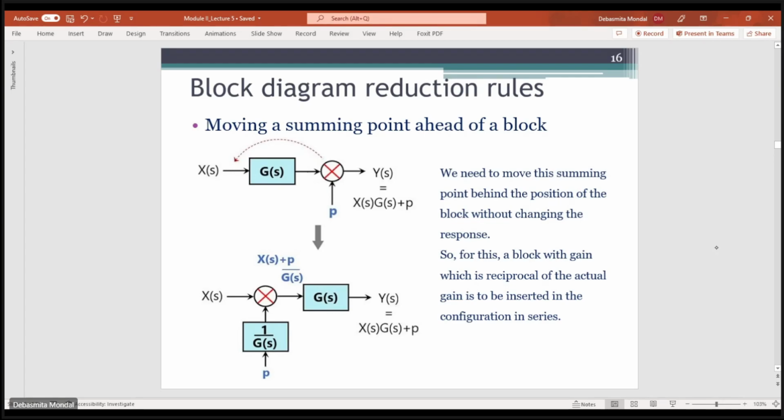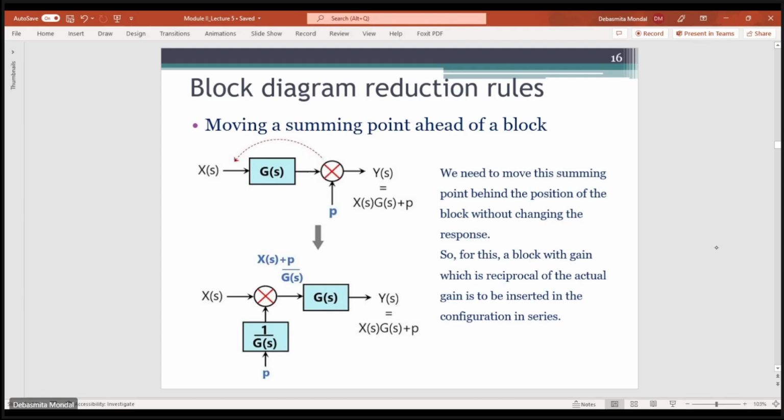So here, what if I want to move this summing point ahead of this block? What I need to do is add another block whose transfer function will be given by the reciprocal of the block before which we are taking it. Why do we need to multiply it with 1 by G(s) over here? Because if I want to keep my output the same, previously this value of P was not getting multiplied by anything. So the value of P was the same.